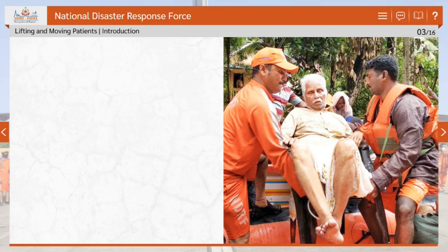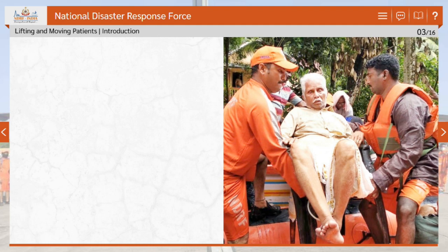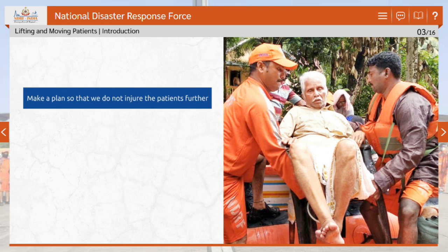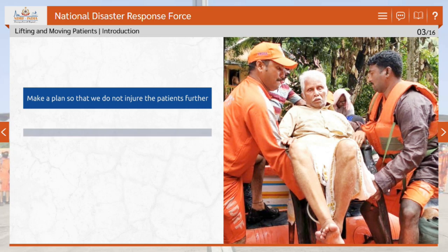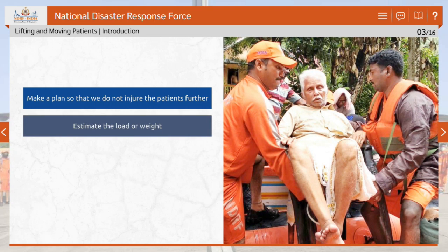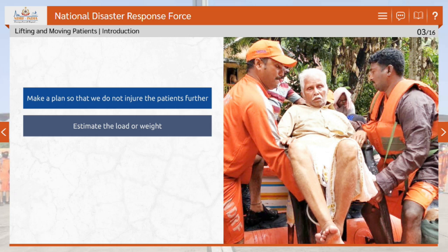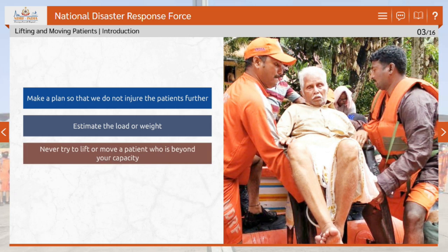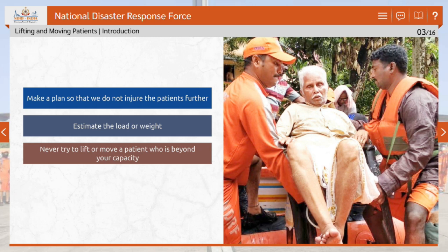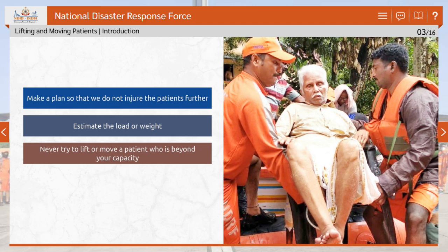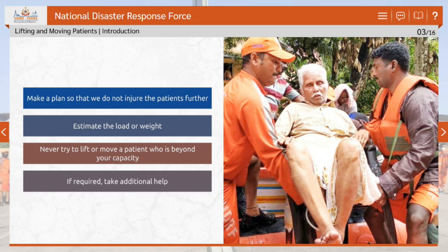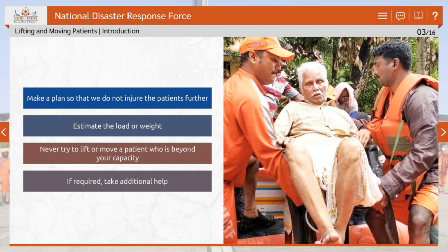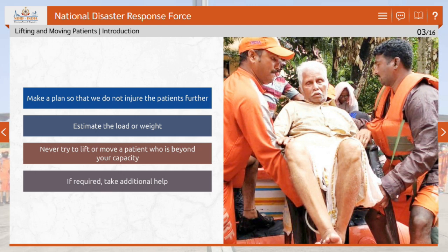Before lifting or moving a patient, it is very important to make a plan so that we do not injure the patients further. This planning includes estimating the weight of the patient to be lifted. It is essential to recognize your limitations and never attempt to lift or move a patient who is beyond your capacity. Hence, if required, additional help should be taken. In this module, you will learn about the process of lifting and moving patients.